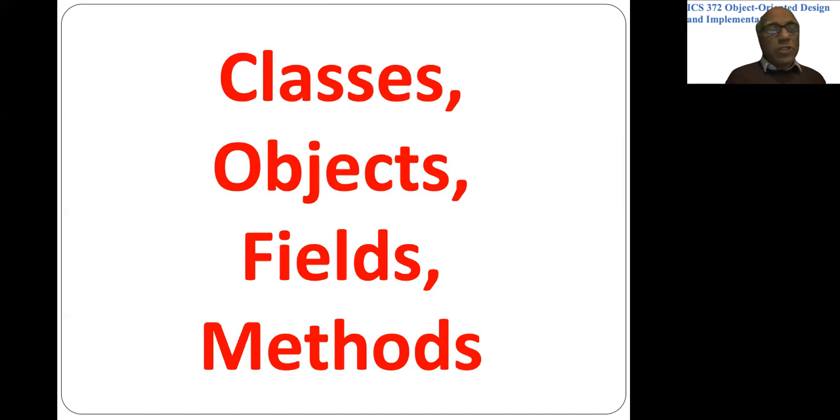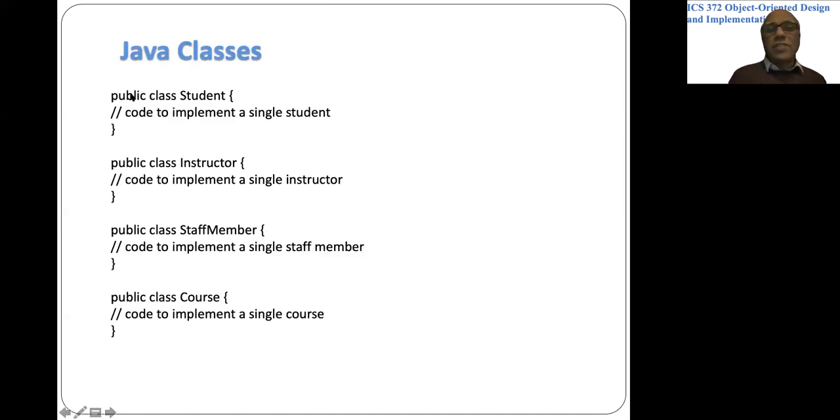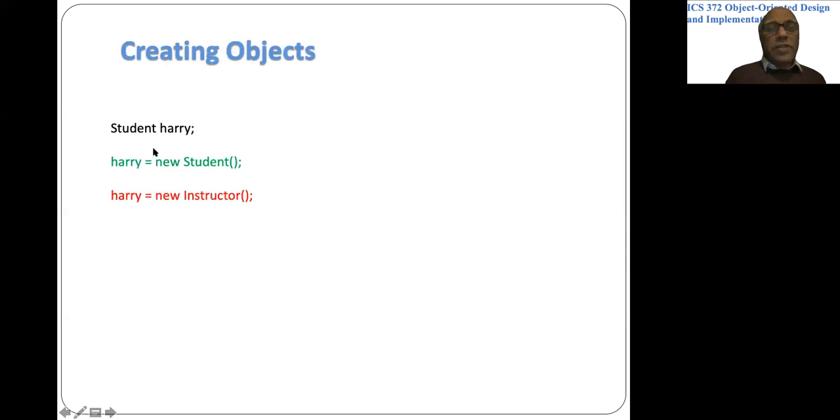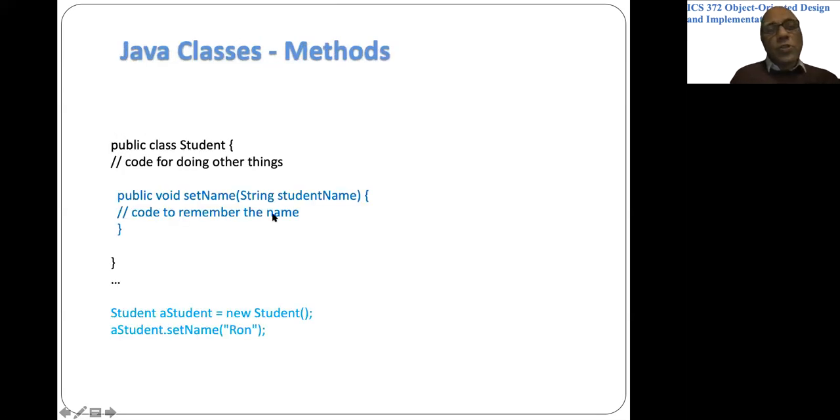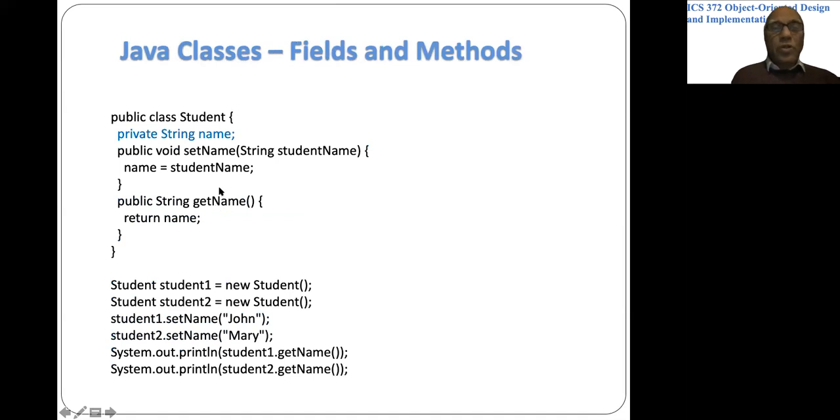Classes, objects, fields, and methods. You have seen all this. This is how you declare a class, public class Student, for example. And here is how you create an object. You say new, and then give the name of the class. And then in parentheses, you can put your parameters. Then a field stores information, and methods are behaviors. So for example, name is a field, setName is a method. This is called a setter. It changes a field. And this is called a getter. It gets the value of a field.